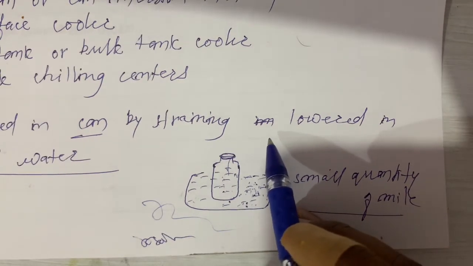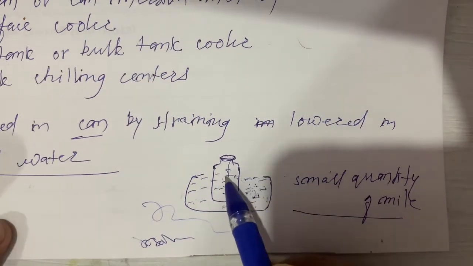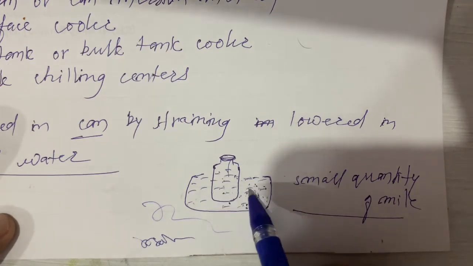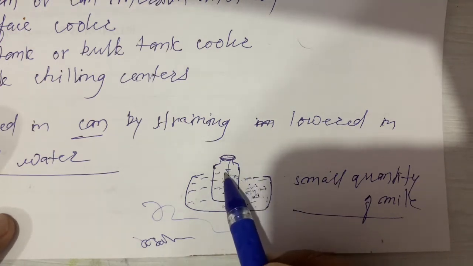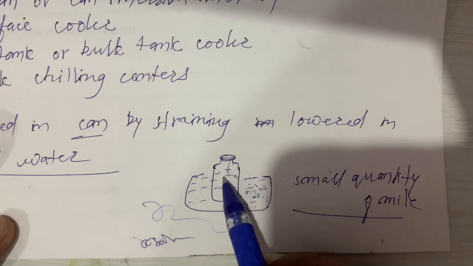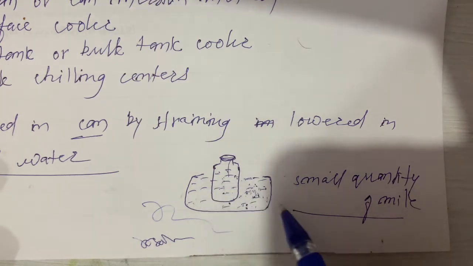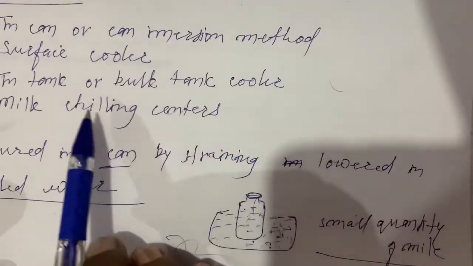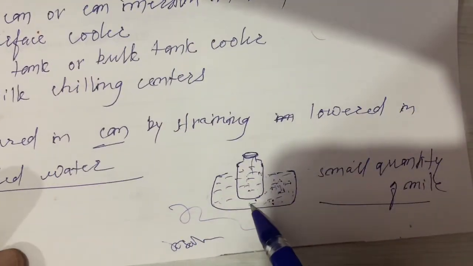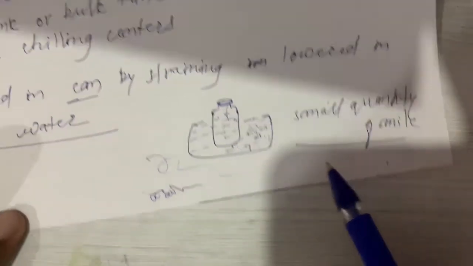Then there is a danger of milk contamination. Milk may get contaminated with this water. If the water level is higher than this neck level, then this water may get into the milk. So this is the disadvantage of this method. Okay, so in this way we have completed the in-can or can immersion method.